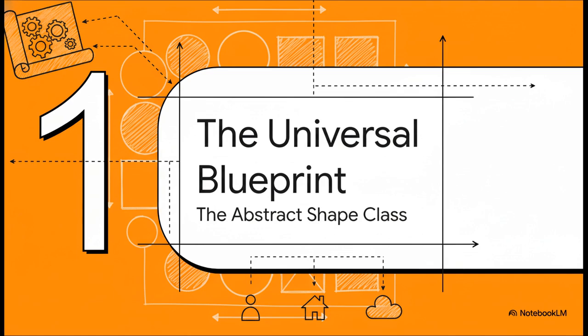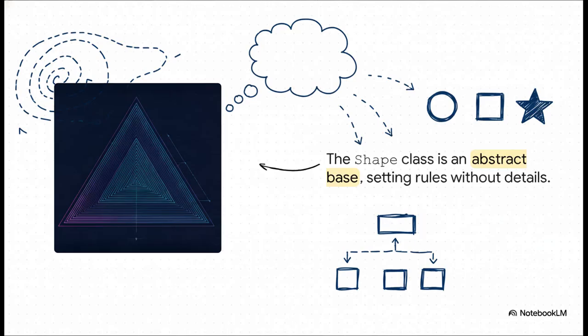All right, so to crack this puzzle, we've got to start with a foundation. We need to understand what we even mean by shape in the first place. Think of it as a universal blueprint. Now, this Shape class isn't a real thing. You can't see it or touch it. It's more of an idea, a set of rules. It basically says, look, if you want to be called a shape in my world, there are certain things you absolutely must be able to do. It tells you what needs to be done, but it doesn't care how you do it.